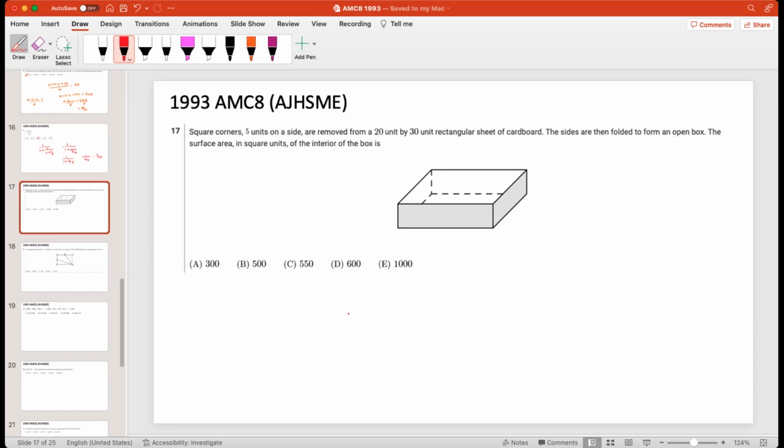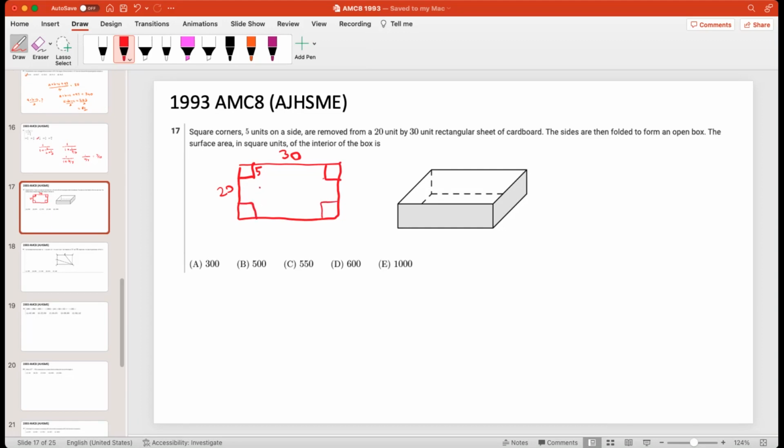Square corners 5 units on a side are removed from a 20 unit by 30 unit rectangular sheet of cardboard. So forget about this right now, okay? Now we are going to have a rectangular sheet of cardboard which is going to look like this, 20 by 30. So this is going to be 20 and this is going to be 30. Okay. Now what are we going to do? We are going to remove square corners, 5 units on a side. So I'm going to remove corner like this. Okay. So this is 5 units. Like that, every side a corner like this is removed.